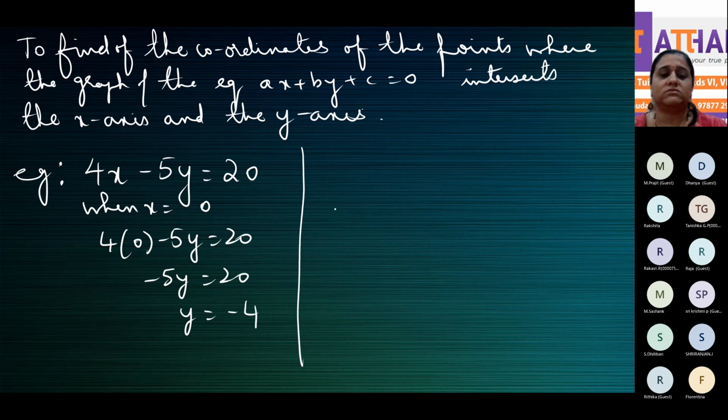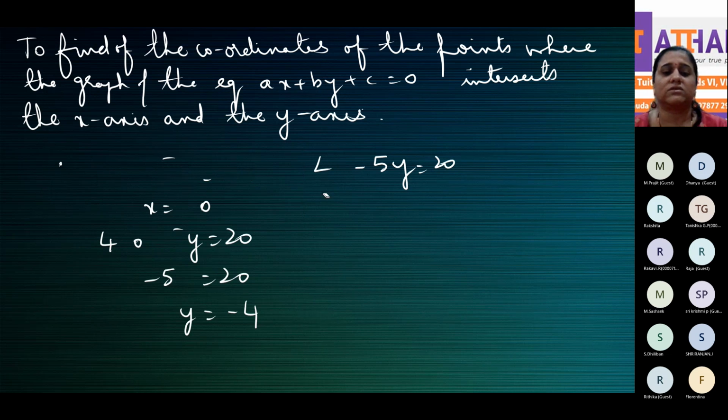Now for the same equation, 4x minus 5y is equal to 20, I need more space. Let me write it again. I'll just write the same thing again, children.